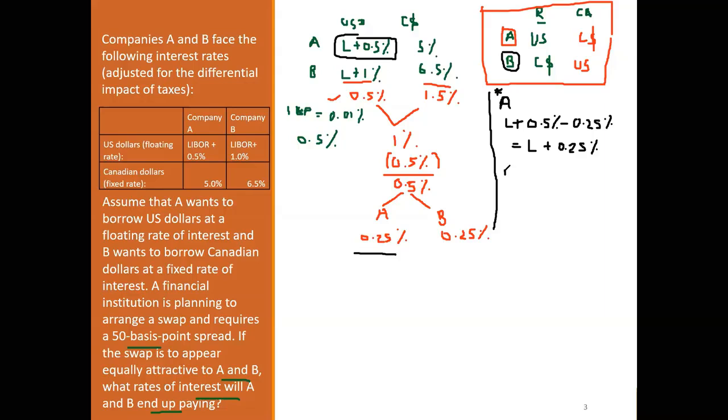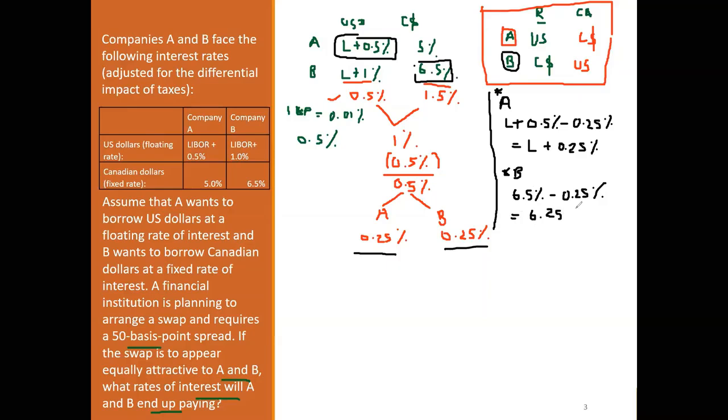And then look at B, what would be the final cost? B wants a Canadian dollar borrowing. So if B goes to the Canadian market and gets a loan, the cost to B would be 6.5%. But through the swap, there's a benefit of 0.25%, so the cost will be reduced by 0.25%. So the ultimate cost to B should be 6.25%.